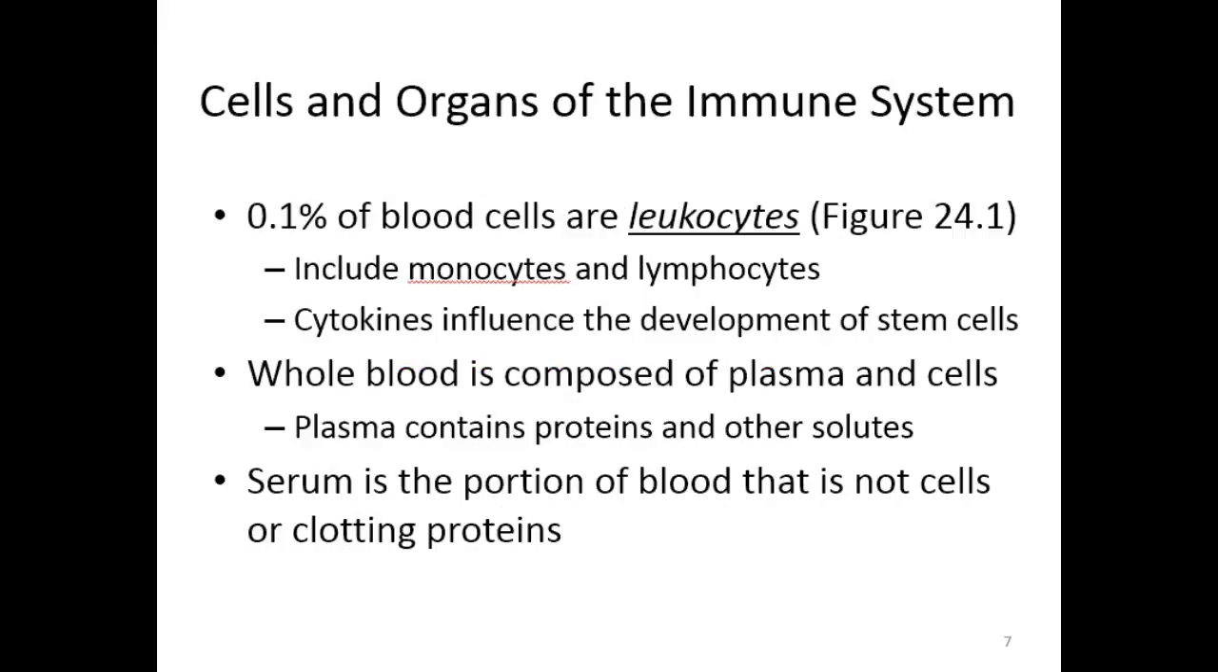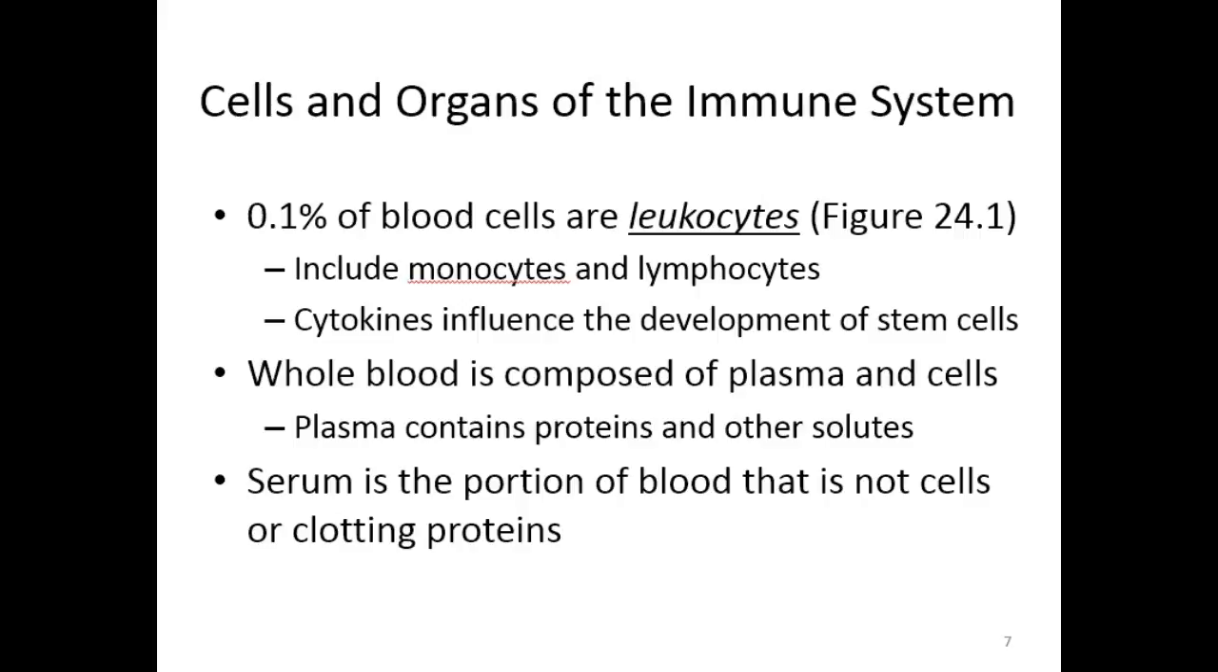So let's talk about the basic cells and the organs involved in the immune response. Both specific and nonspecific immunogenic responses are the result of cells that circulate through the blood and the lymph in the body. All these cells are derived from common stem cells. About 0.1% of blood cells are leukocytes, or white blood cells. These include the monocytes and the lymphocytes. In addition, cytokines released by these cells are molecules that influence the development of stem cells and determine which types of cells are being made.